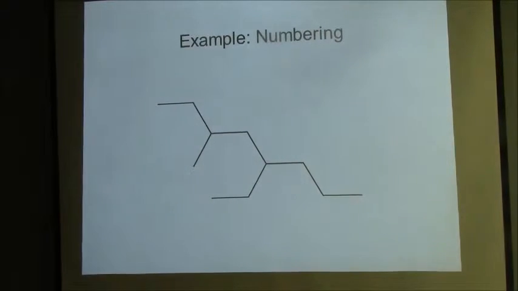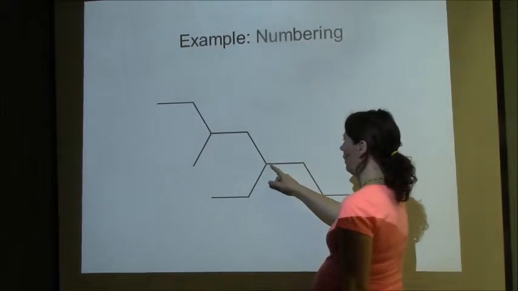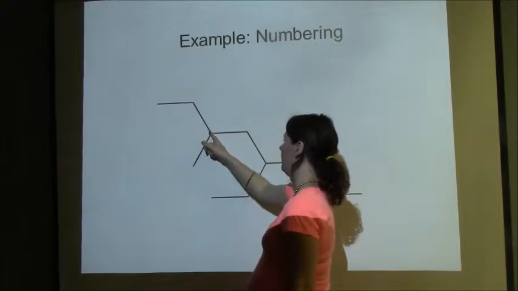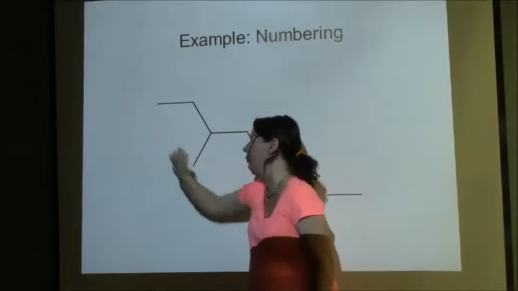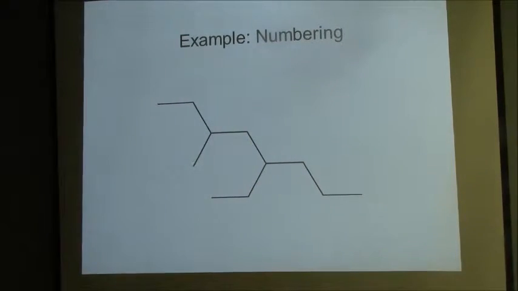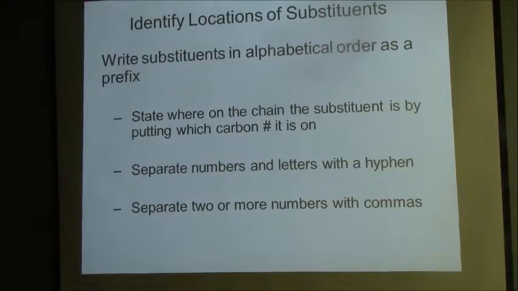Here's another example involving numbering. We could go 1, 2, 3, 4, or we could go 1, 2, 3. So in this example, we're actually going to number from the left. So just try all your options. You can't just assume that the first numbering system you come up with is necessarily the correct one. You need to try it from both ends of the molecule and choose the one that gets you to your first substituent first.